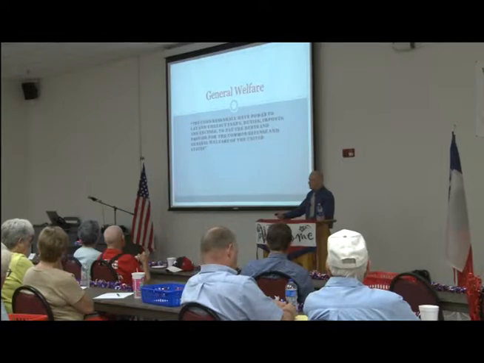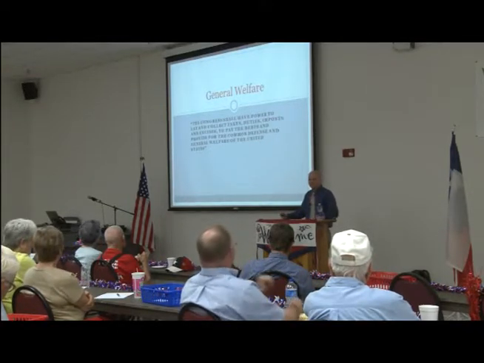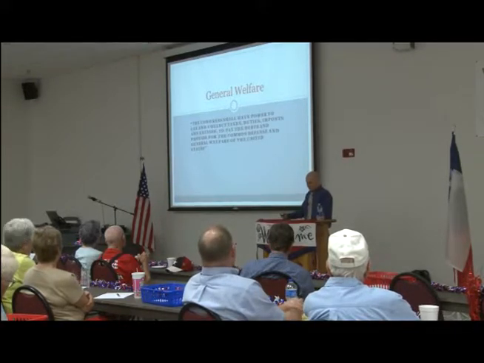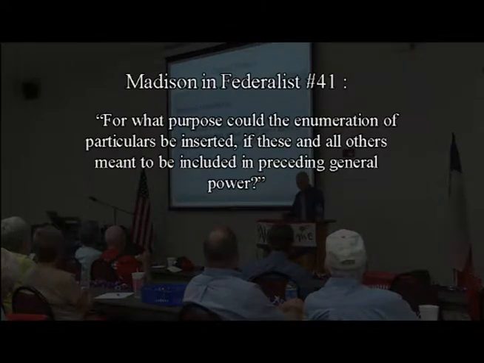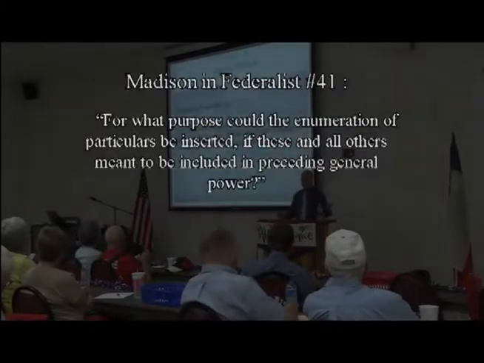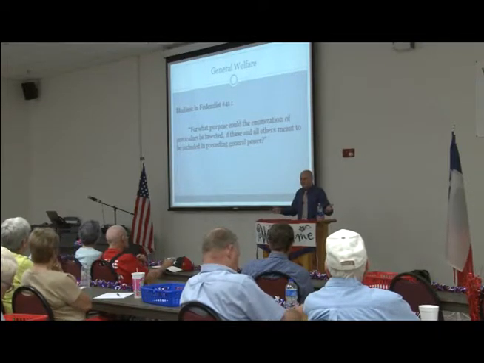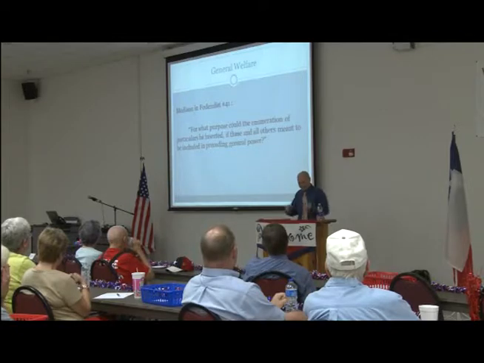Now Madison made the point that they could just do anything for the general welfare. Any tyrannical dictator says, I'm going to do this for the general welfare. We're doing this for the good of the people. But Madison said in Federalist 41, for what purpose could the enumeration of particulars be inserted if these and all others were meant to be included in the preceding general power? Why would we give it as many powers as it wants, and then list specific powers? Why would you put needful buildings in there if you just gave it a blank check to do whatever it wants? So that was his argument.